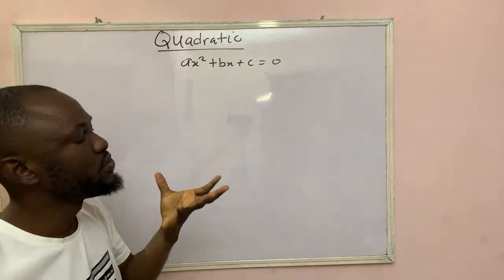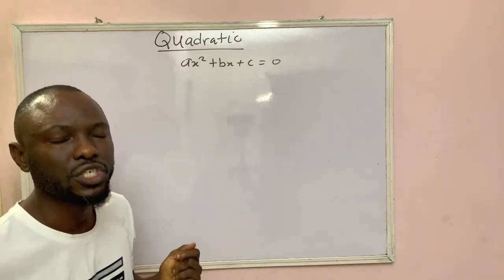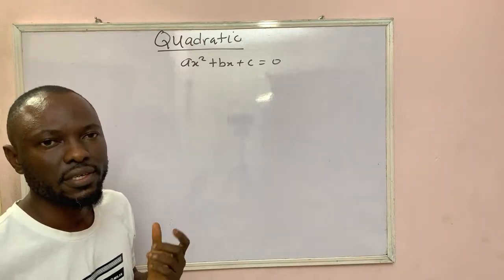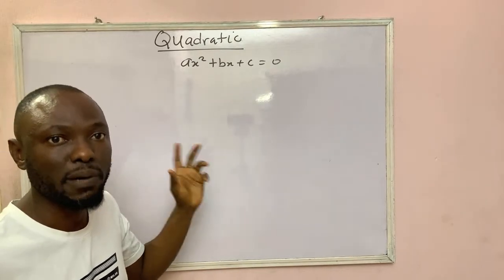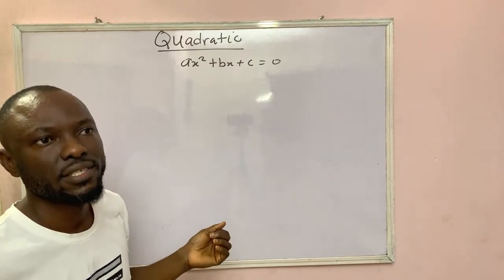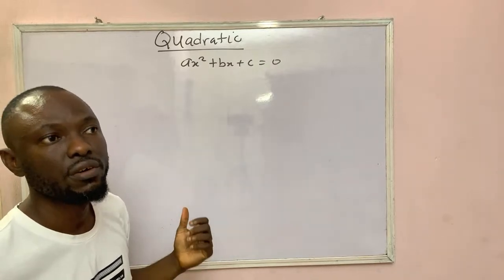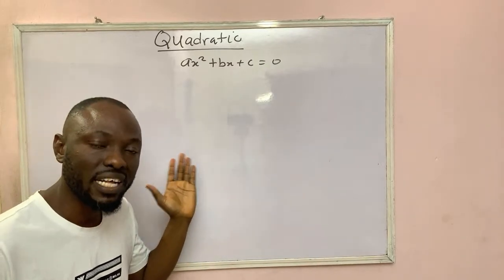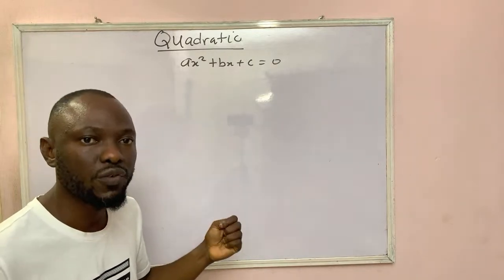Now, how do you identify a quadratic function? Any expression or equation whose highest power is 2 is quadratic. So for a quadratic, you are going to have two solutions for that particular function. Those solutions are called the roots of the quadratic function.